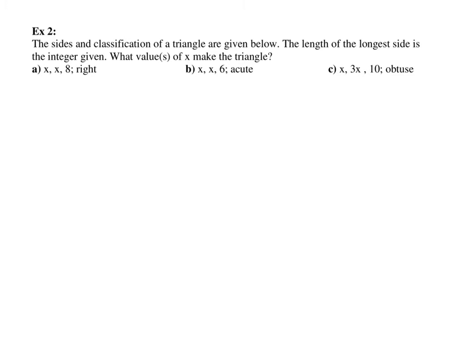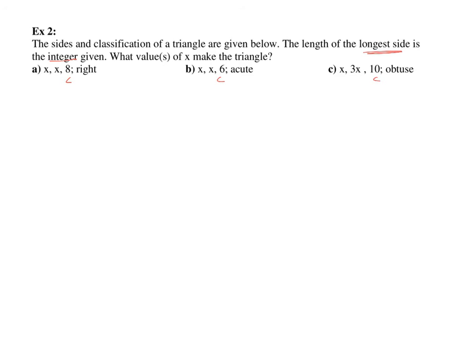All right, example 2. The sides and classification of a triangle are given below. The length of the longest side is the integer given. What value or values of x make the triangle? Okay, so we're telling you the longest side is the integer given. That's your c. This is my c for all these problems.